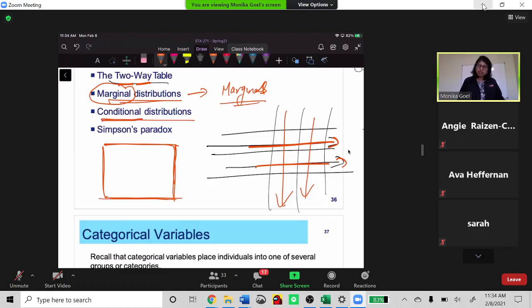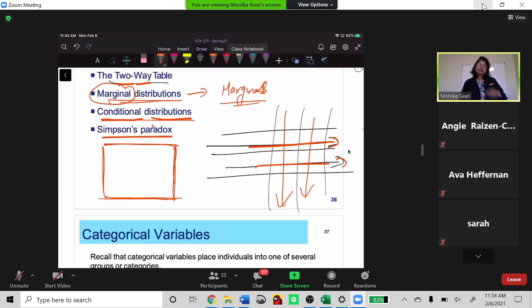When we say conditional distribution, again, the word is conditional. So we are looking for a distribution where some kind of condition is applied. We are using some condition, looking at the value of that condition, and then finding the corresponding distribution. Then we are talking about conditional distribution.